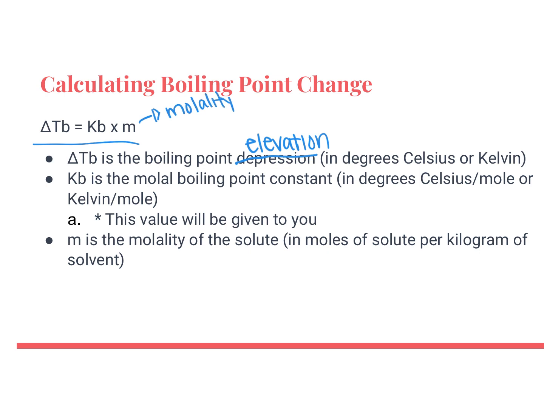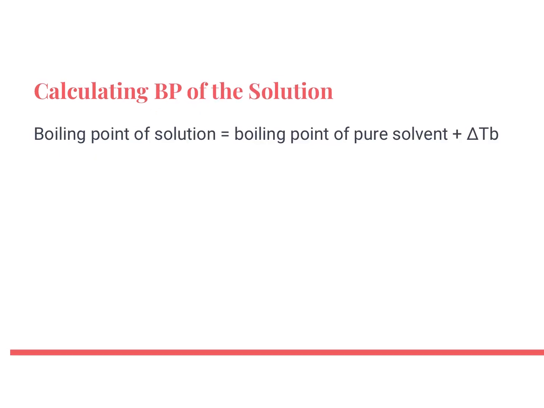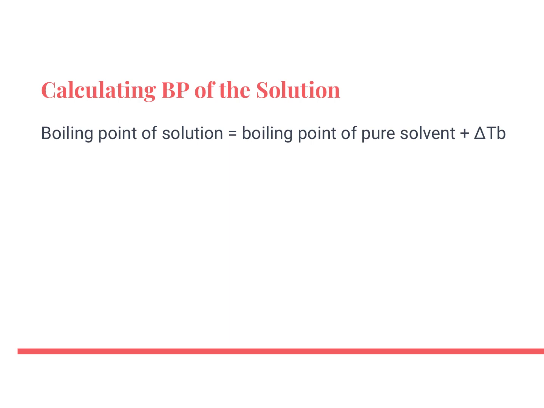But besides that, you probably don't need to write all of this down below. All right, so this equation just tells you how much the boiling point changes. Sometimes you're asked to calculate the overall boiling point. To find the overall boiling point, you just find the boiling point of the pure solvent and then add whatever you calculated for the boiling point elevation.